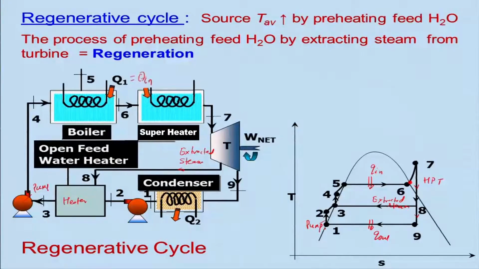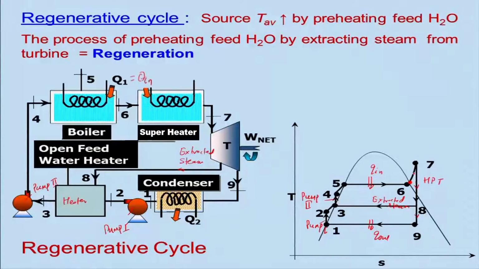You can say this is pump 1, and this is your pump 2. And this will again be mixed with the feed water heaters, and then again it will be pumped, that is from 3 to 4, this is your pump 2, and after that it will go back. So, this is the cycle which we call a regenerative cycle.